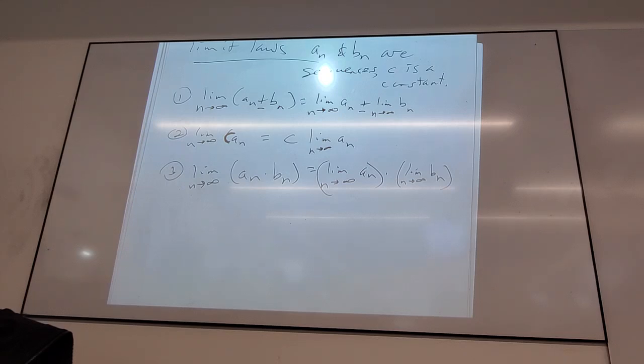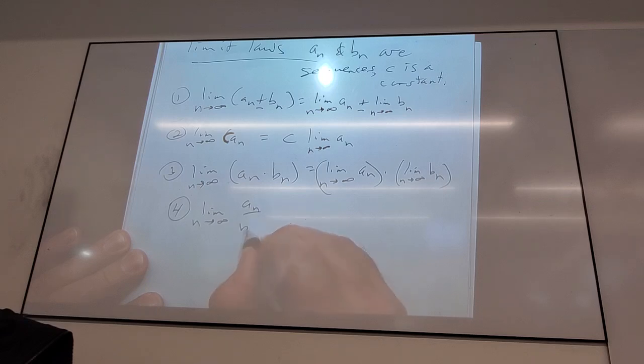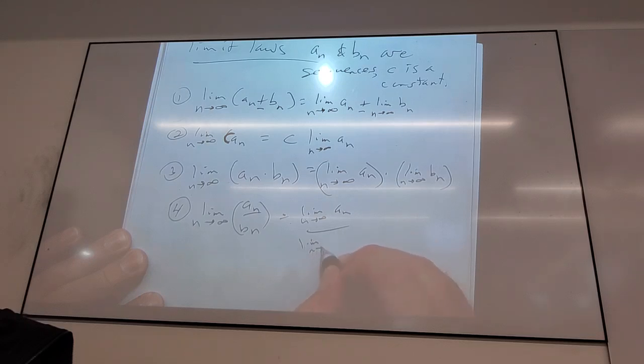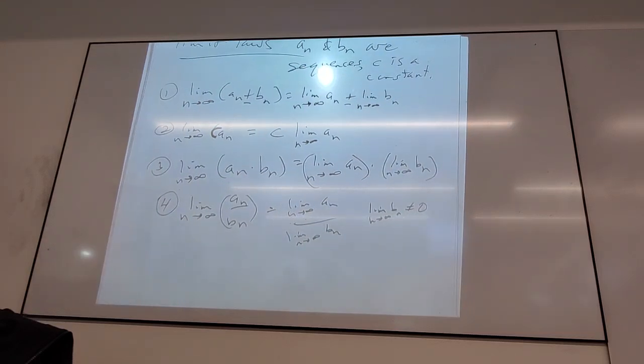Which is very useful in a certain homework problem that somebody was asking me about earlier. This one's got one little caveat. This would be the limit as n goes to infinity of a_n divided by the limit as n goes to infinity of b_n. What must be true about b_n? It can't be 0, yeah.